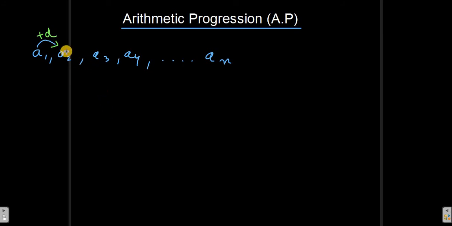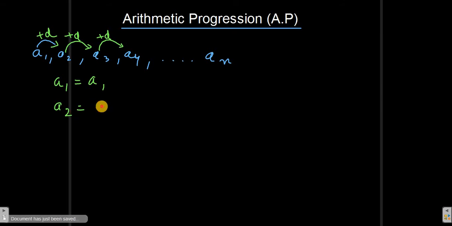Similarly, if we add the same constant d to a2, we will get a3. If we add d to a3, we will get a4, and so on. Now we will write this particular sequence in a certain way. a1 is equal to a1, because we are not adding anything to it. Now what will a2 be? a2 will be a1 plus d.